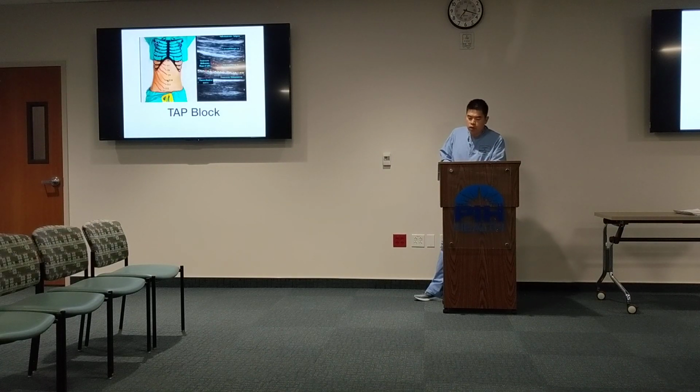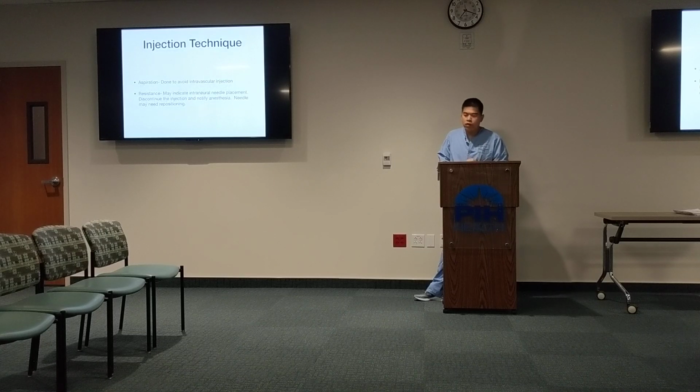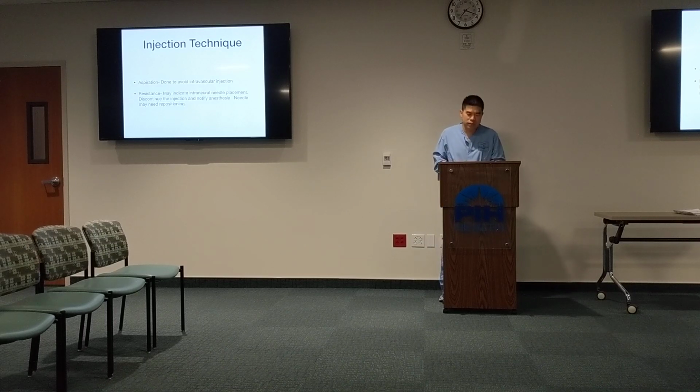And then we have here a TAP block, or what they call a transversus abdominis plane block. It's used for lower abdominal surgeries below the umbilicus. It blocks T6 to L1 nerve roots, and it's good for open inguinal hernia repairs, appendectomies, C-sections. So those were a couple of examples of the different types of nerve blocks. There are a whole lot more nerve blocks that we won't talk about, and it's a constantly changing field, and new nerve blocks are coming out all the time.